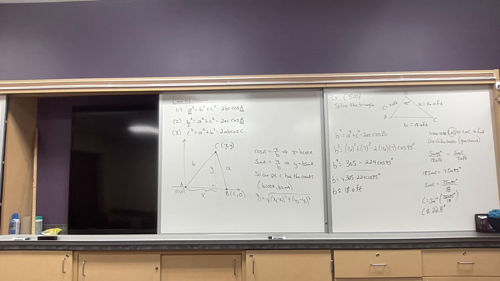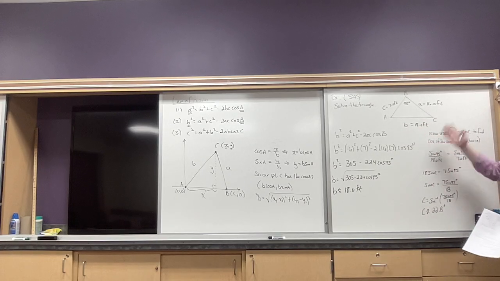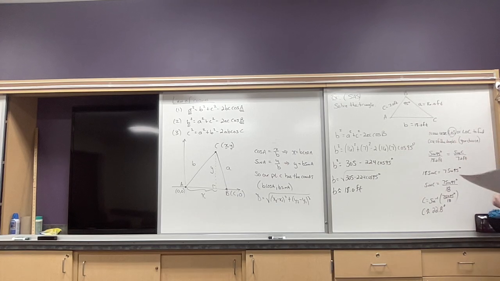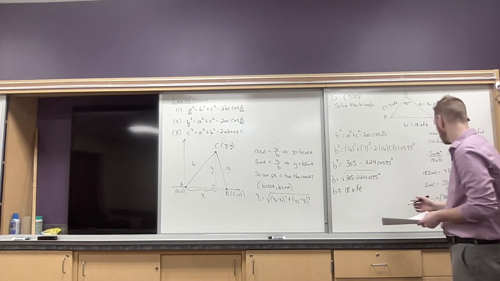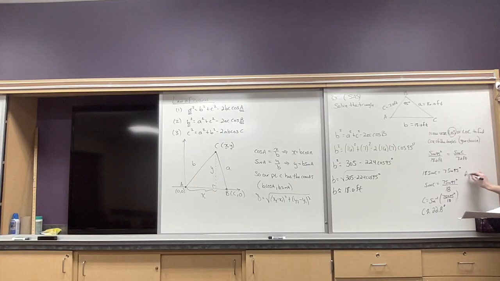Now, do we have to do that for angle A? No. We know there's 180 degrees in a triangle, so I can add those angles up and subtract it from 180. I'll put it over here because I'm running out of space. So angle A, if you go ahead and do that calculation, you get 62.2 degrees for that one.